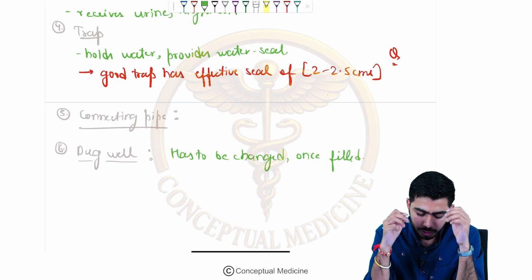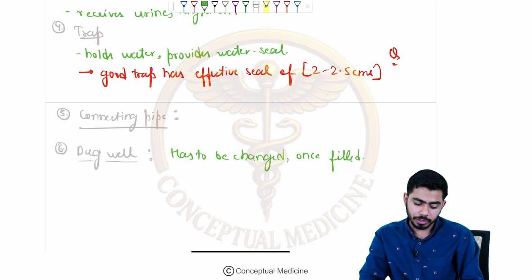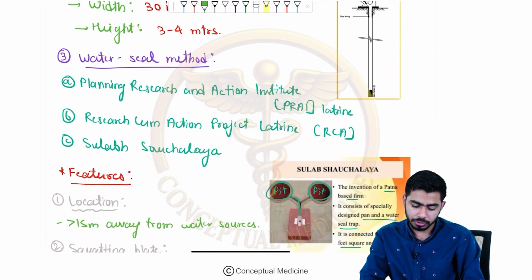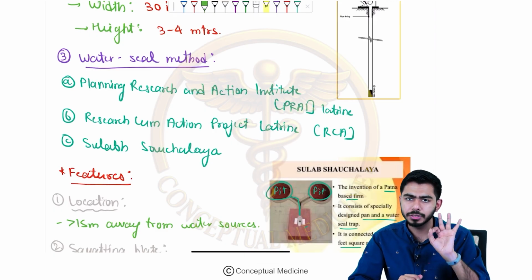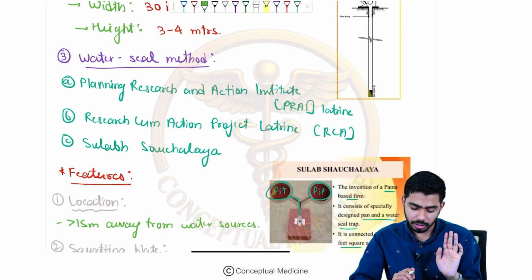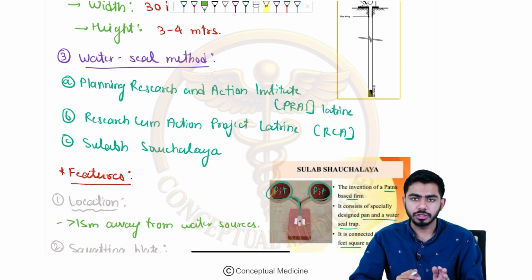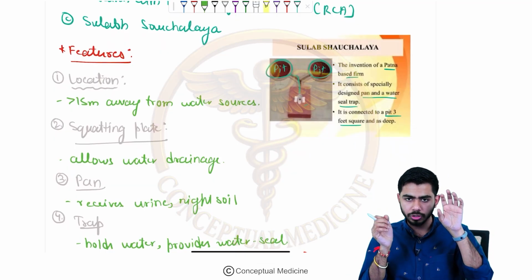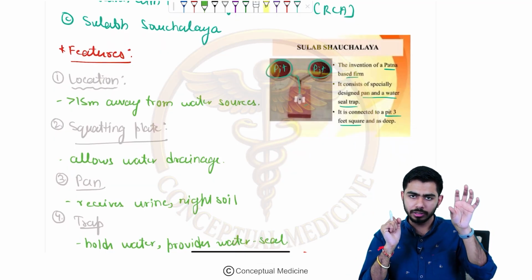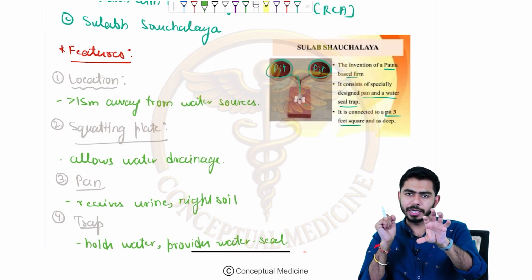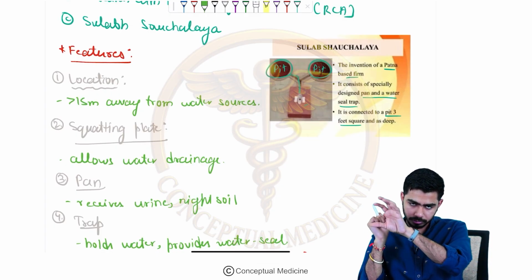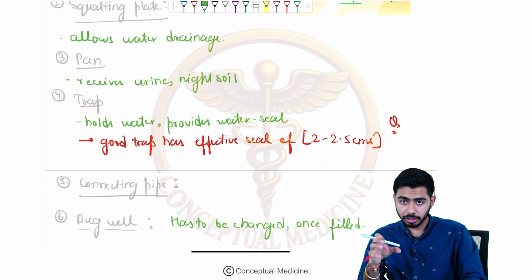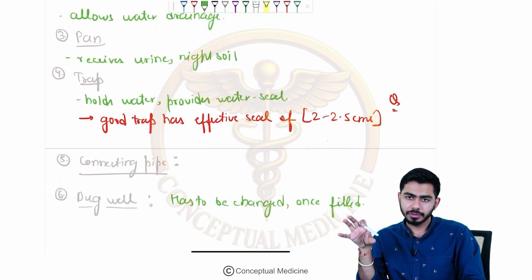Okay, now we shall talk about the next method after the water seal method. Let me briefly recap the water seal method. We have three important examples in this case: the RCA method, Sulabh Shauchalaya, and the PRI Institute, that is the Planning, Research and Action Institute. The features are the location of the water seal system, then the squatting plate and the pan, then a trap, connecting pipe and the dug well.